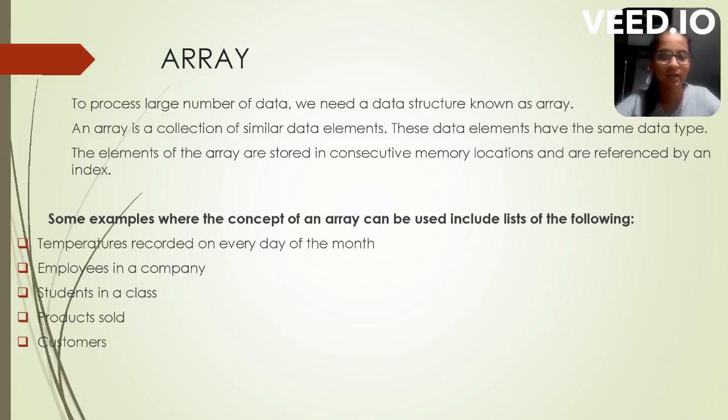So what is an array? To process any large number of data, we need a data structure, right? So this condition will be followed by using an array. An array is a collection of similar data elements. Here the data elements should be of the same data type, and the elements of the array are stored in consecutive memory locations and are referred to by an index.